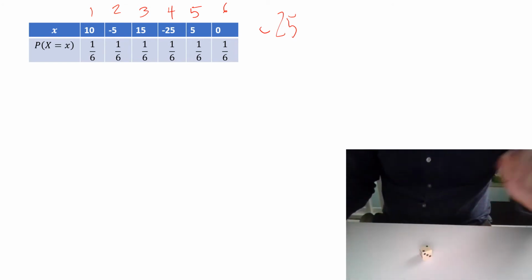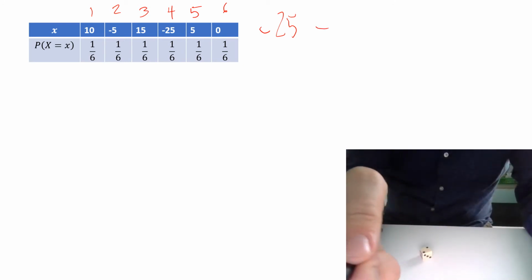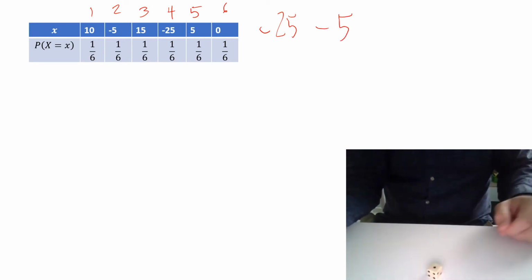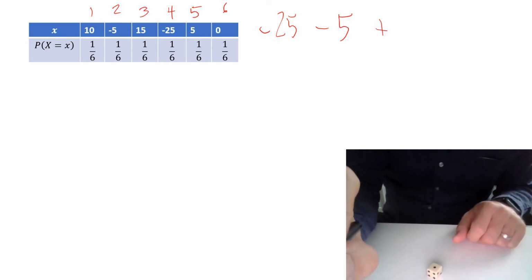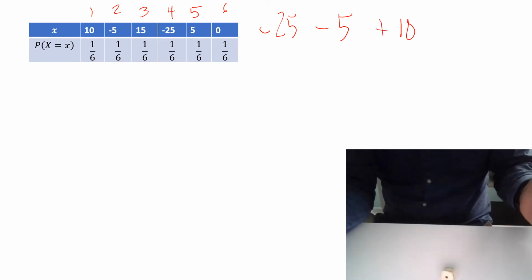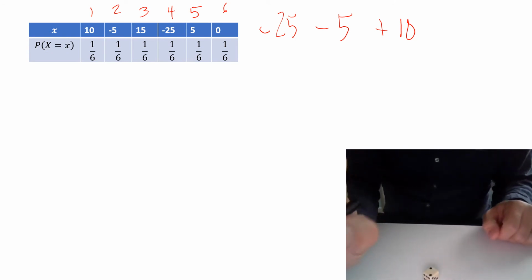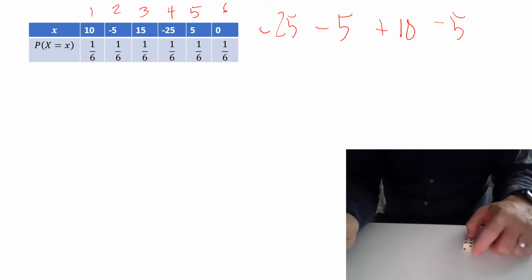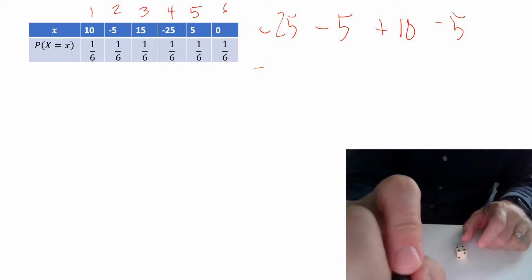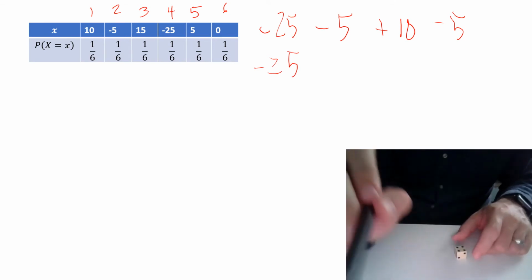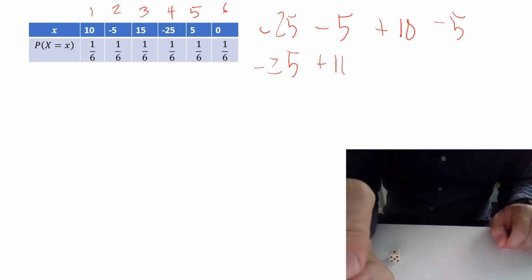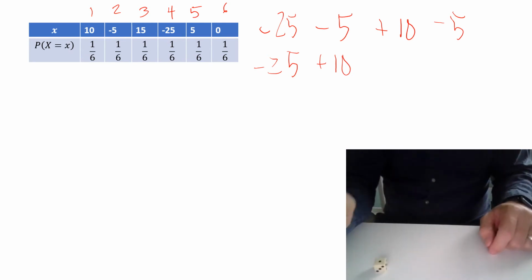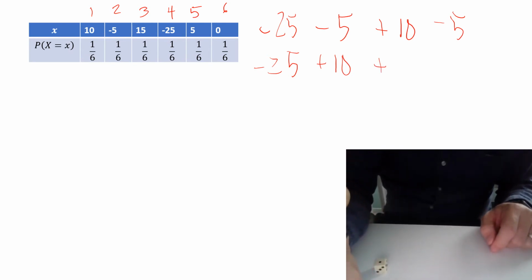So that was a 2, so negative 5 points. There's a 1, so that would be 10 points. A 2, so negative 5 points. A 4, so negative 25 points. A 1, so 10 points. A 1, so 10 points.